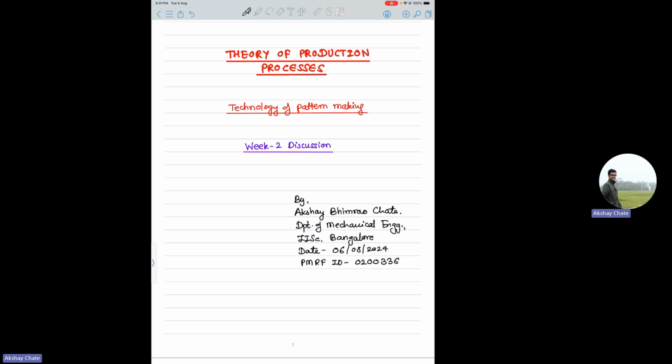So like we discussed, we majorly covered pattern materials, which type of materials are used, then pattern allowances, different types of patterns, then molding sand ingredients, some sand testing methods, some sand molding methods, core making properties, etc., and different types of cores. So it was quite a heavy week, you can say. So let's go one by one.